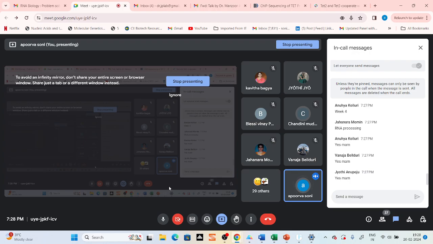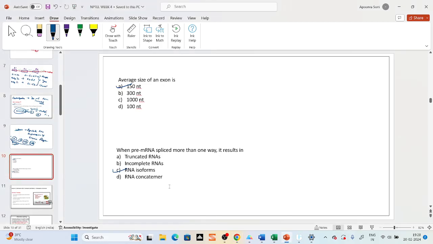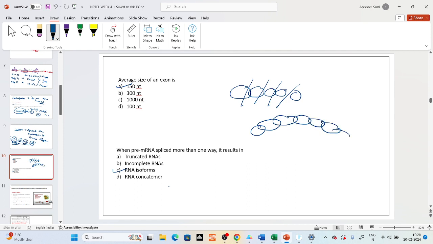What is the meaning of concatemer? If I talk about an RNA concatemer, it means multiple RNA molecules are linked in series. They are not divided, they are not separated. It's like a chain. Just like we wear a chain, different links are joined together. It is a concatemer. Different molecules are linked together and not separated.